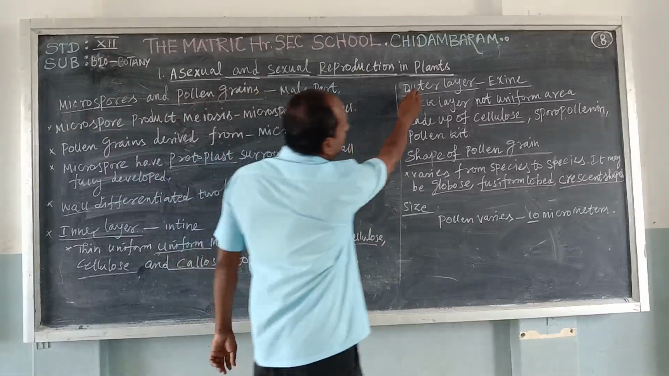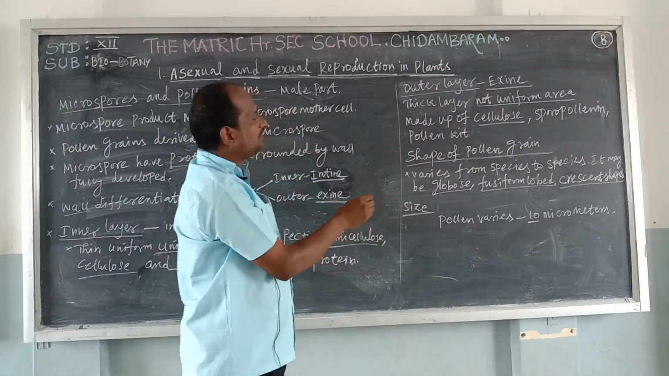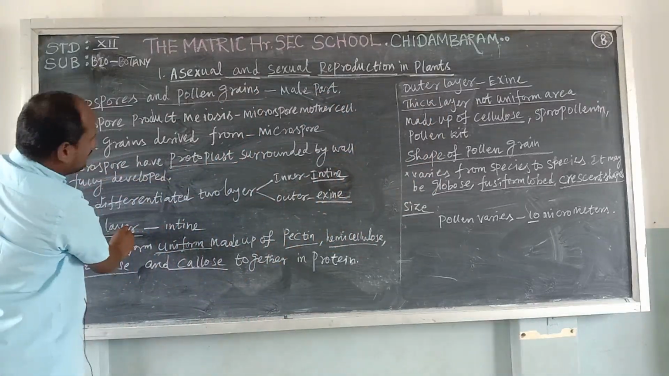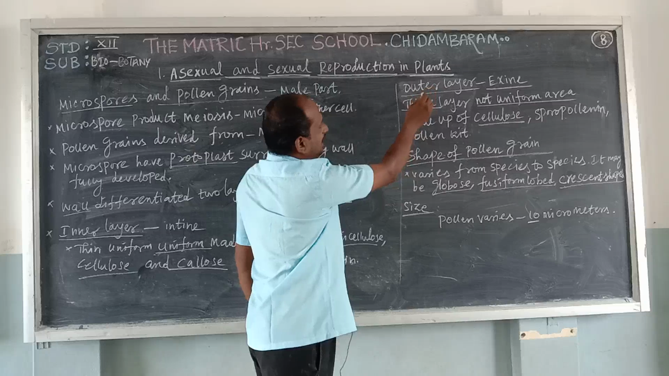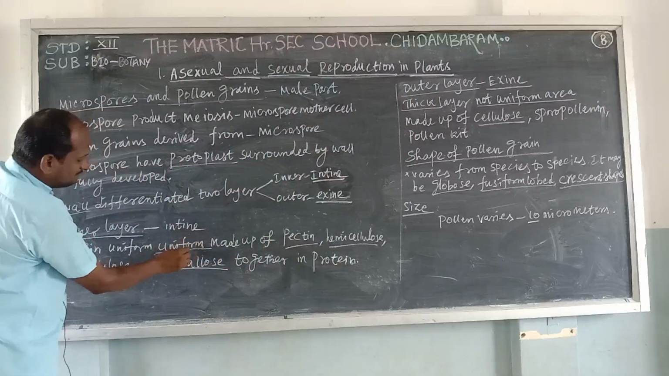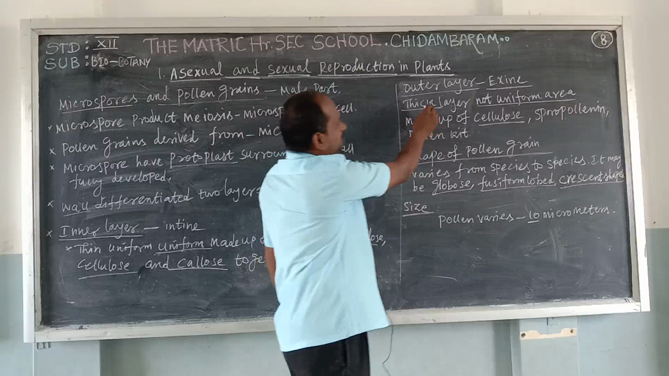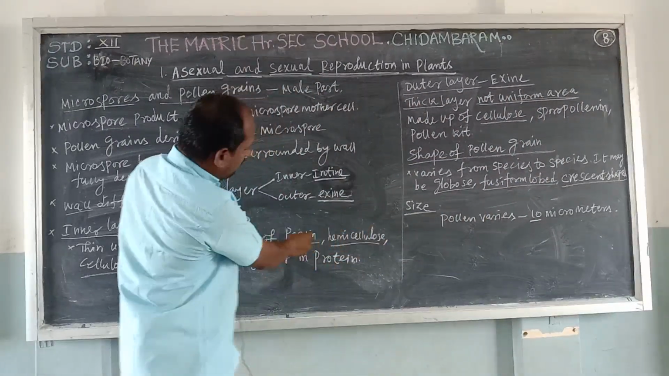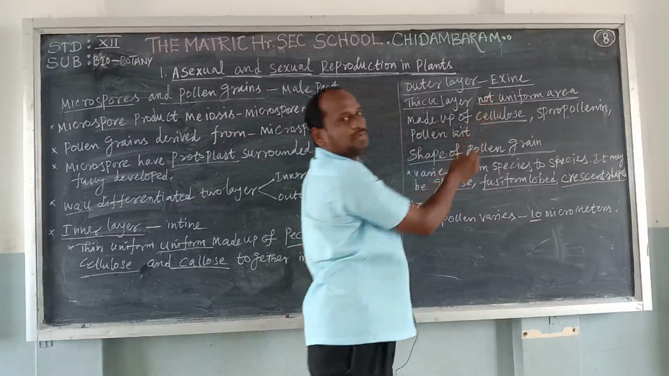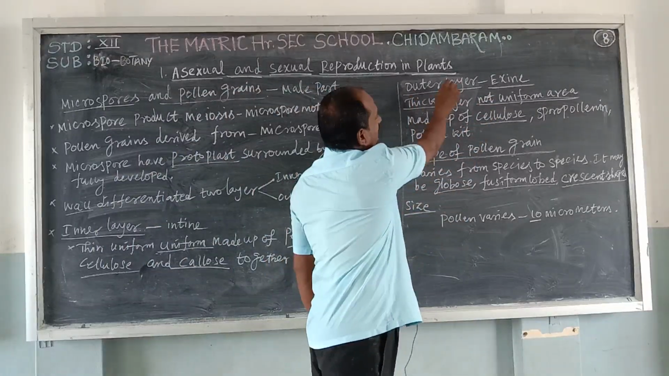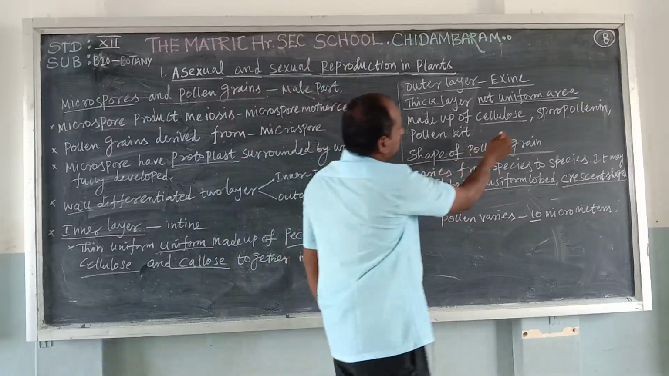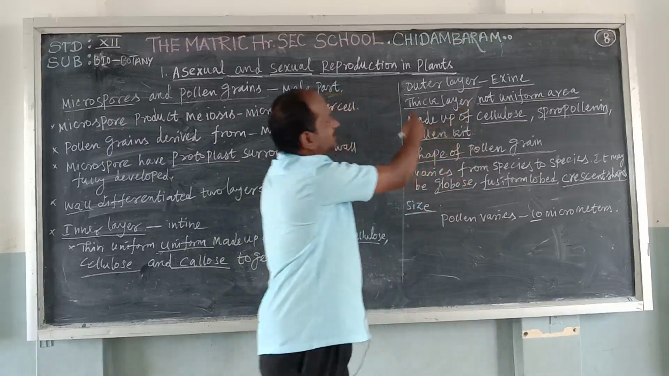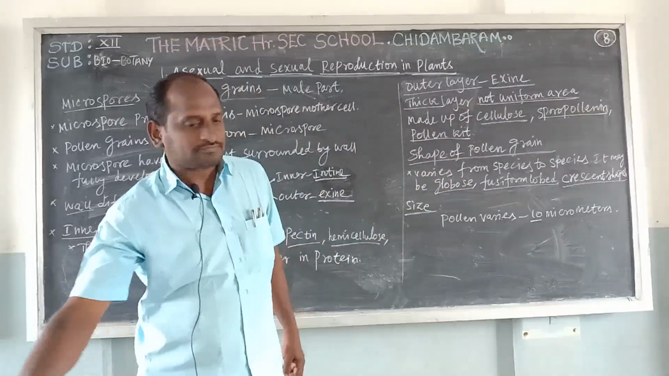Next, the outer layer, the exine. The exine is a thick layer, which is the important difference between the inner and outer layer: outer thick, inner thin. This thick outer layer has uniform and non-uniform areas. The exine is made up of cellulose, sporopollenin and pollen kit. These are the layers of the exine.